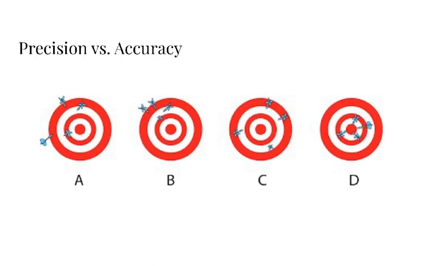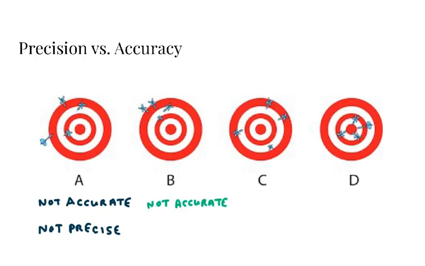When playing darts, you could be accurate, precise, neither, or both. In dartboard A, we see that the darts were not thrown accurately. They're not close to the bullseye. The darts also weren't thrown close to one another, so they were not precisely thrown.